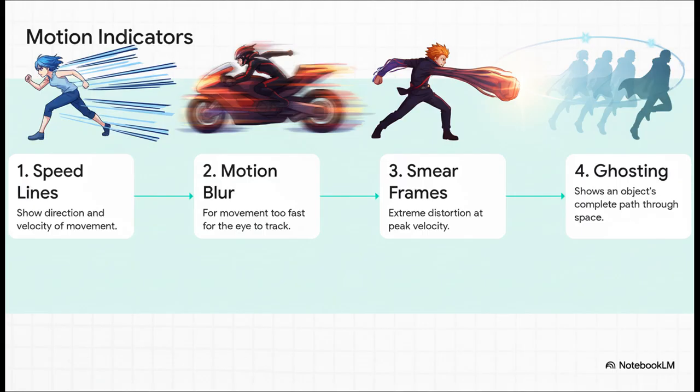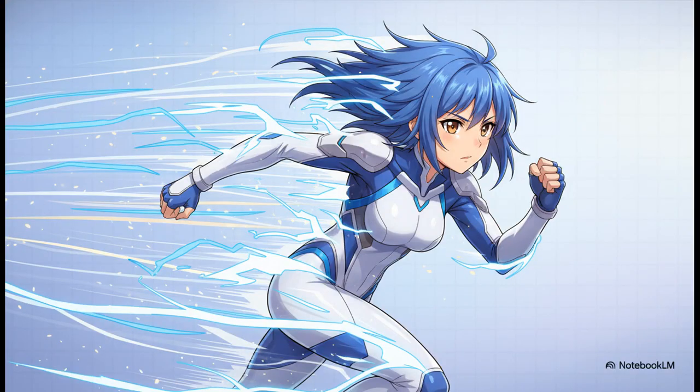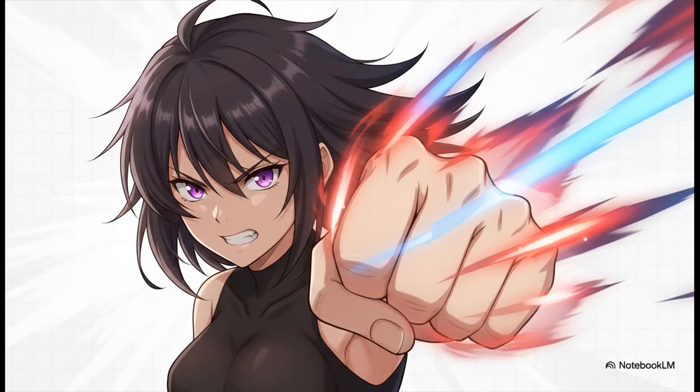Let's start with a classic, speed lines. They're so simple but incredibly effective for showing direction and speed. And when you're prompting, just remember this: more lines equals more speed. A ton of lines tells us it's moving crazy fast, while just a few gentle lines suggest something a little slower. Next up is motion blur.